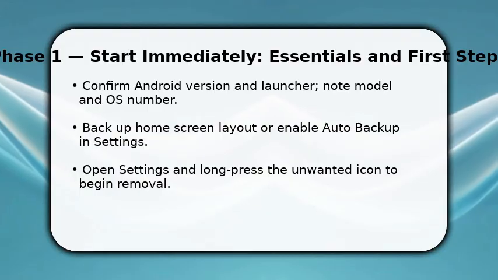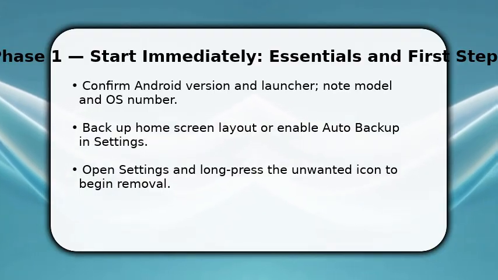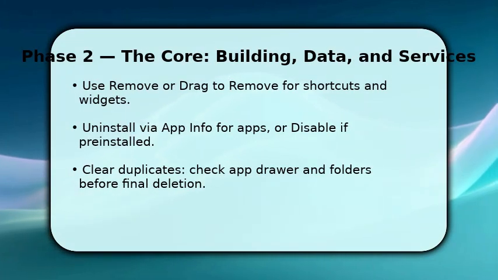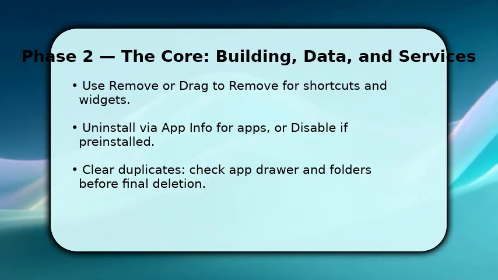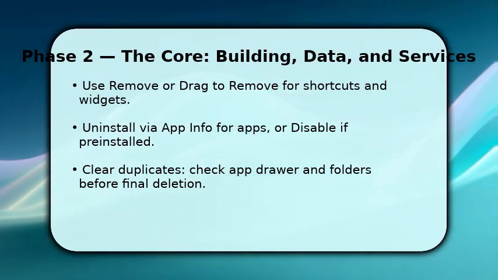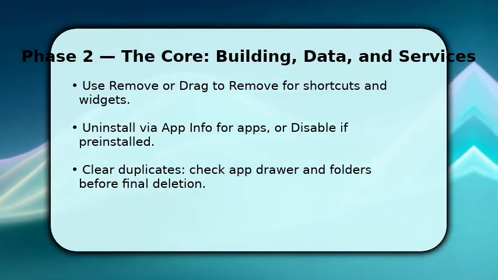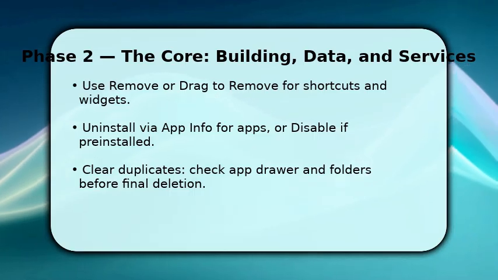If the press reveals Remove or a trash icon, drag the item there to delete the shortcut. This does not uninstall the app. For full app removal, tap App Info and choose Uninstall. If Uninstall is grayed out, choose Disable to hide the app.